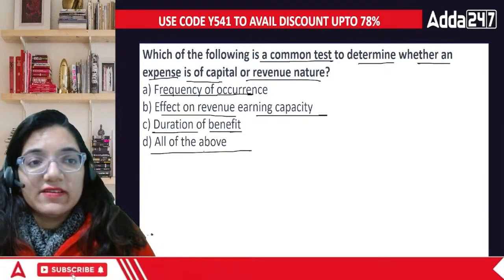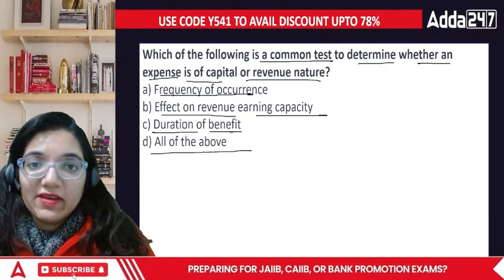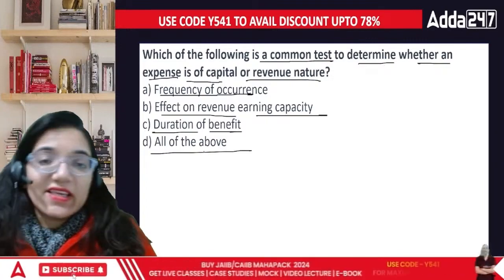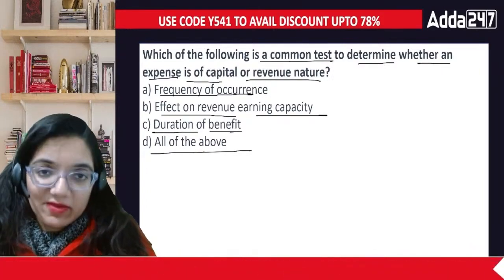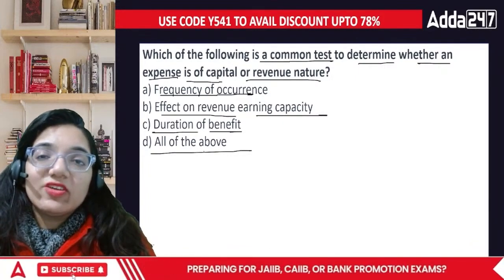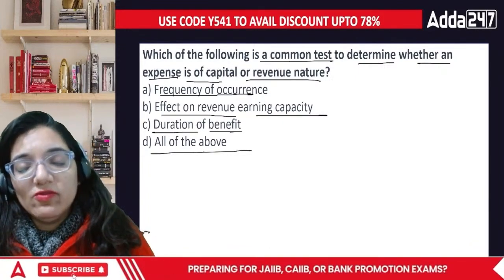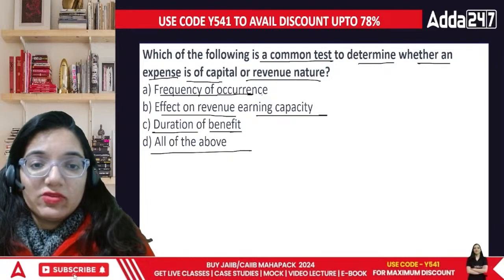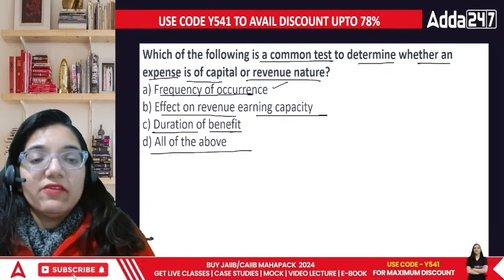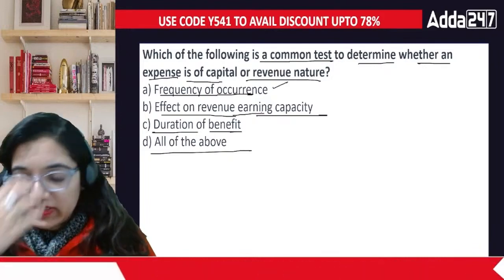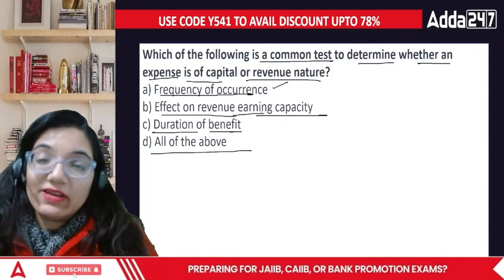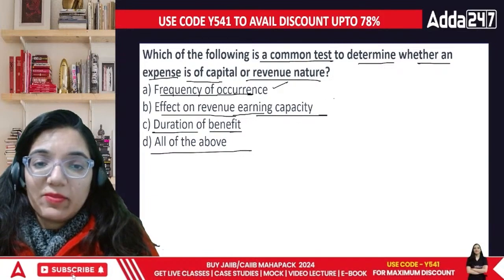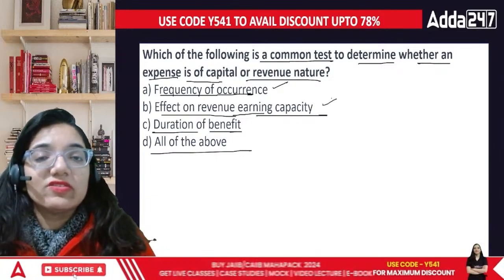Frequency of occurrence, you don't buy a building every day, do we? My business is of selling calculators. I won't buy a building. When I'm buying a building, I'm trying to expand my business. So the frequency of occurrence is more in revenue while less in capital. So tick mark. Then effect on revenue earning capacity. When I'm trying to earn more, if it is stable, it is revenue. If it becomes more, it is capital. So this is also there.